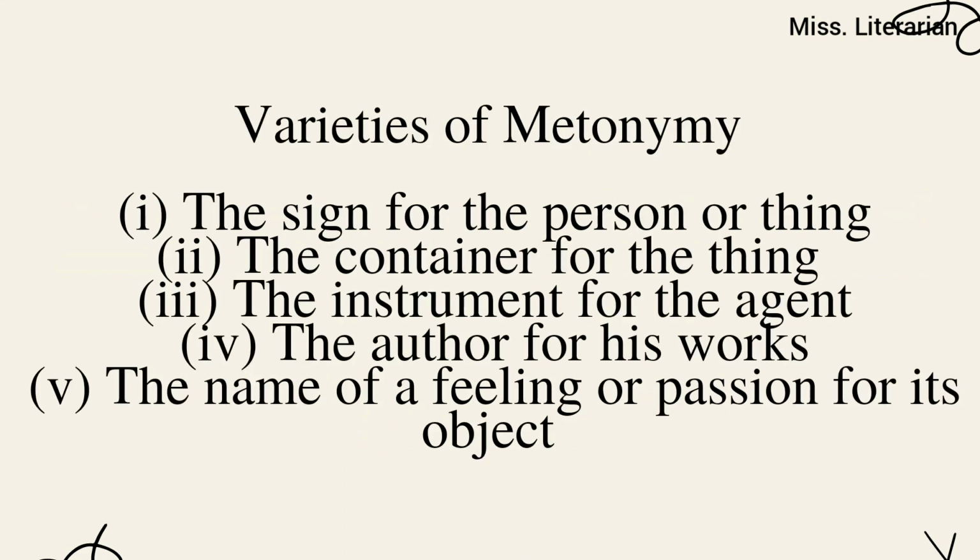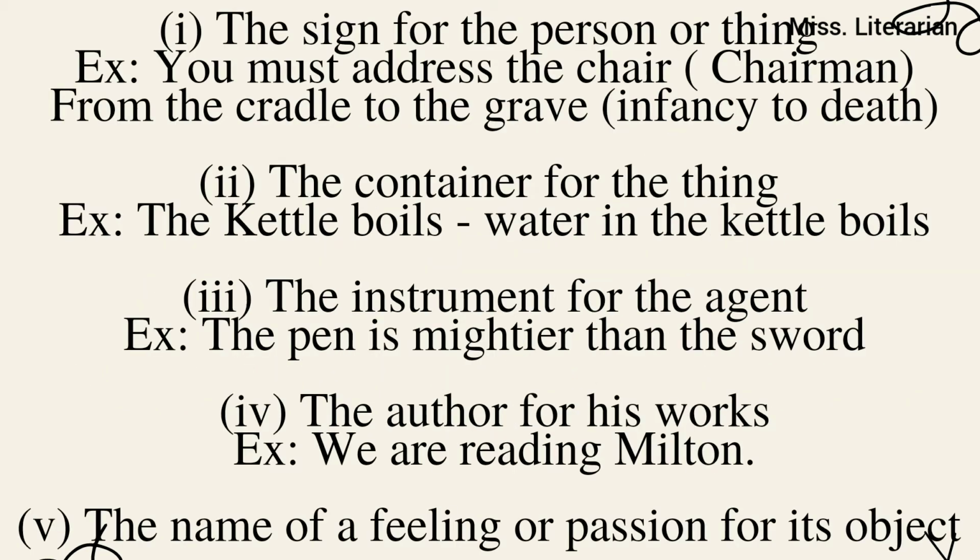Since there are many kinds of association between objects, there are several varieties of metonymy. Let's see what are there. The sign for the person or thing. Look at the example. You must address the chair. The chair here refers to the chairman. From the cradle to the grave. So here cradle and grave referring to from infancy to death.